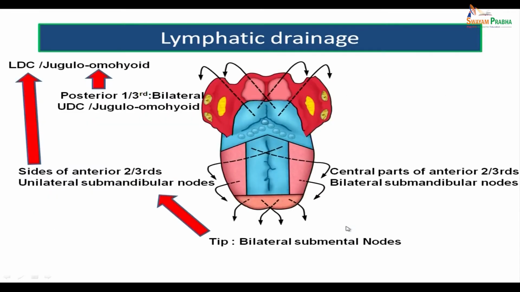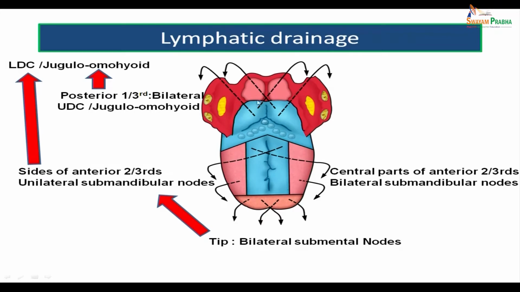I will show you another picture. In this picture it is very clear. Look at this part. The tip of the tongue has a bilateral drainage to the submental lymph nodes of both sides. In the anterior 2/3, the central parts of the tongue have a bilateral drainage to the bilateral submandibular group of lymph nodes. The sides of the anterior 2/3 drain into the unilateral submandibular group of lymph nodes, and from the submandibular group, lymph drains to the lower deep cervical, also called the jugulo-omohyoid group of lymph nodes.